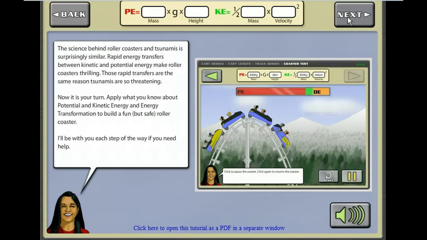The science behind roller coasters and tsunamis is surprisingly similar. Rapid energy transfers between kinetic and potential energy make roller coasters thrilling. Those rapid transfers are the same reasons tsunamis are so threatening. Now it's your turn. Apply what you know about potential and kinetic energy and energy transformation to build a fun but safe roller coaster. I'll be with you each step of the way if you need help.